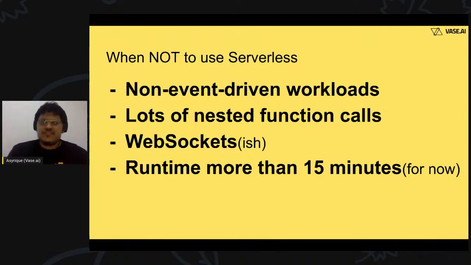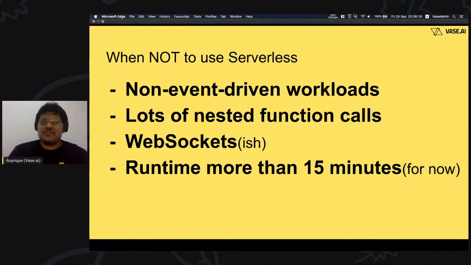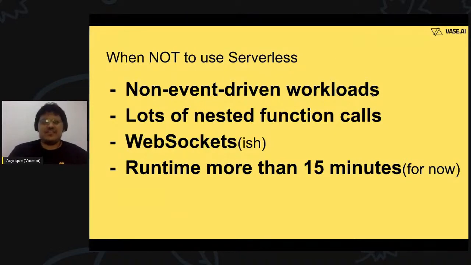So if you have an event driven workload that takes more than 15 minutes, maybe you want to do a batch dump of data that takes more than 15 minutes, then for now at least Lambda is not the right fit for you. However, given the fact that they have increased the limit in the past, I wouldn't be surprised if they decide to do it in the future as well.